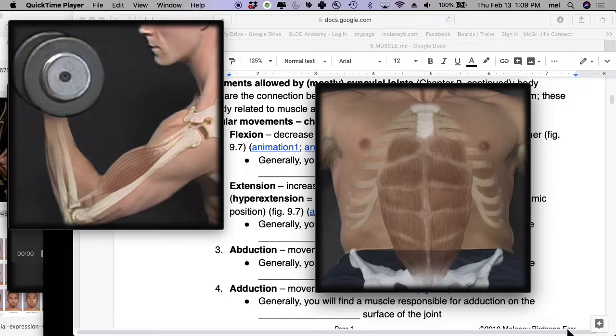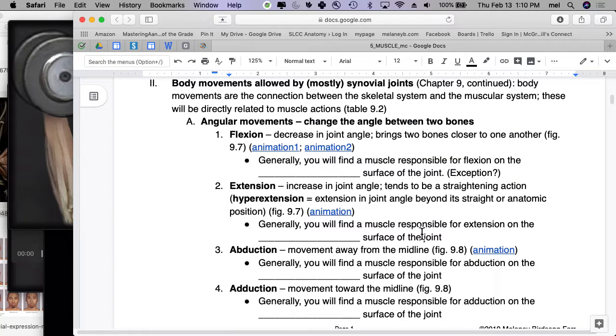Okay, so now let's talk about its pair, which is extension. Extension is increasing the joint angle, but usually what it's doing is returning it to anatomical position. Okay, so I'm showing you extension of the forearm at the elbow. This was flexion at the hip. This is extension at the hip. This is flexion of the vertebral column. This is extension of the vertebral column. Will you guys show me flexion of the neck and extension of the neck? Flexion of the neck, extension of the neck.